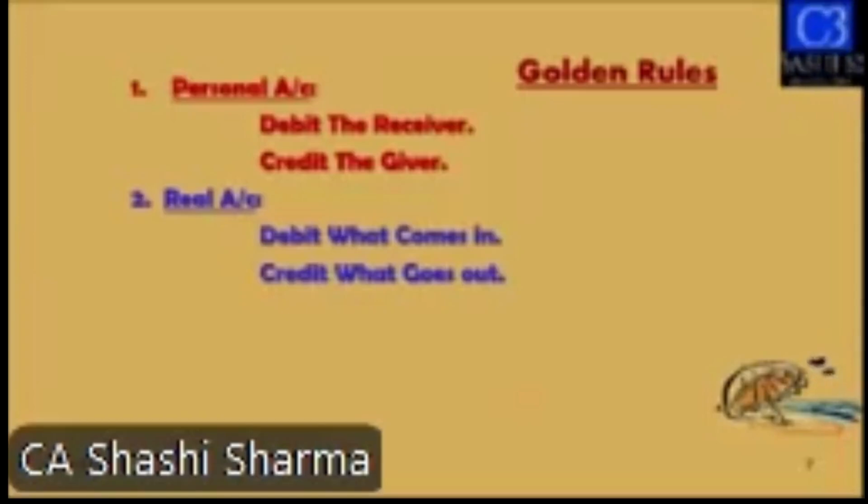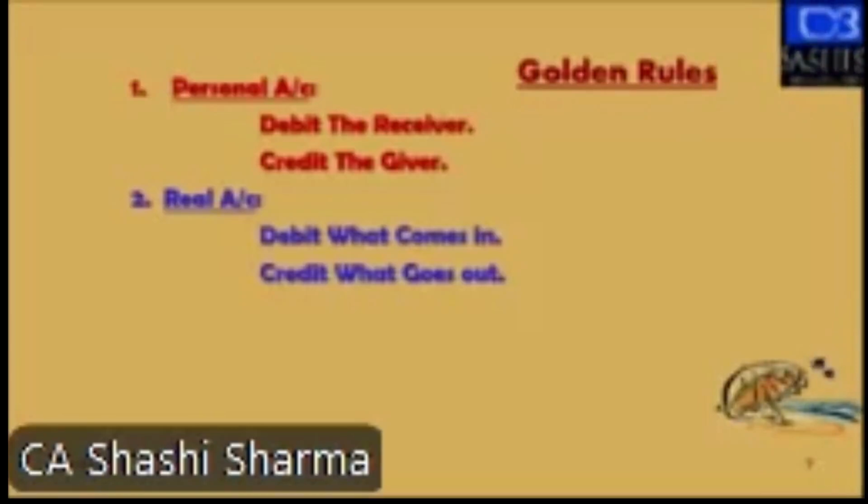Then furniture, look at the word furniture. Furniture is the name of a thing. And you are purchasing furniture. So furniture is coming into your business. So furniture account will be debited. Or suppose you are selling your motor car, which was being used in your business for transportation of goods. Then motor car is also a thing. And on being sold, this motor car is going out of the business. So motor car account will be credited.